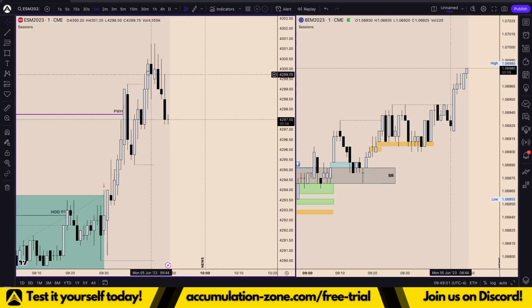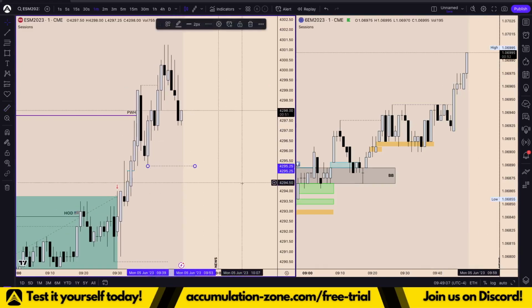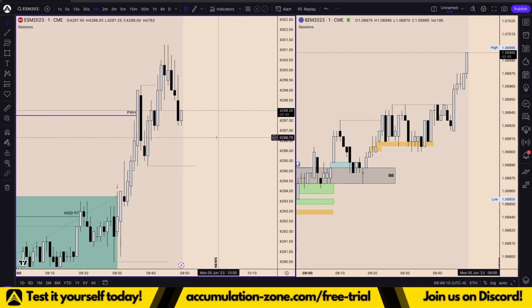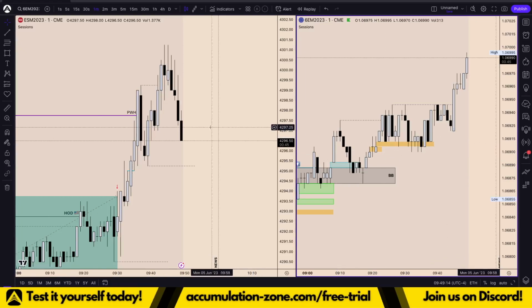So yeah, now let's see how price is moving here. This would be our most recent lower high for us to shift market structure bearish. But also remember, we have news at 10 a.m. Slow and steady, that's the way.